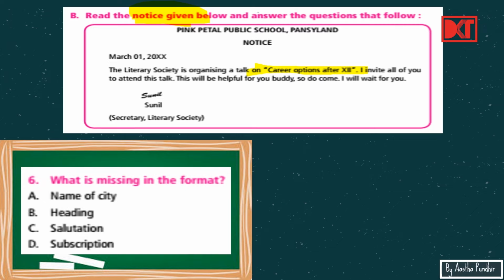Okay, so now the question says, what is missing in the format? Name of city, heading, salutation or subscription. Okay, so here, if you remember the format of the notice, we're supposed to have a catchy, attractive, informative heading, and that heading is missing. So what is missing in the format? B, heading. All right.